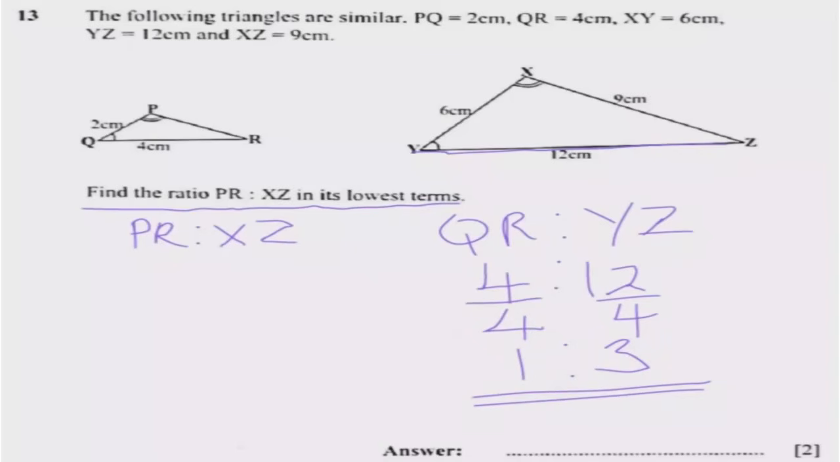Since similar triangles are guided by one ratio, that means PR to XZ is also 1 to 3. And this is the ratio of PR to XZ. So I'm going to record that answer here. Make sure your answer is recorded properly. So that is our answer, 1 to 3. That is the final answer.